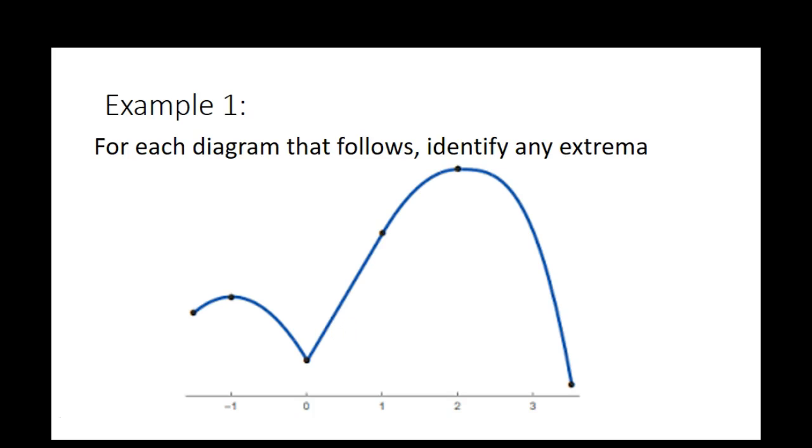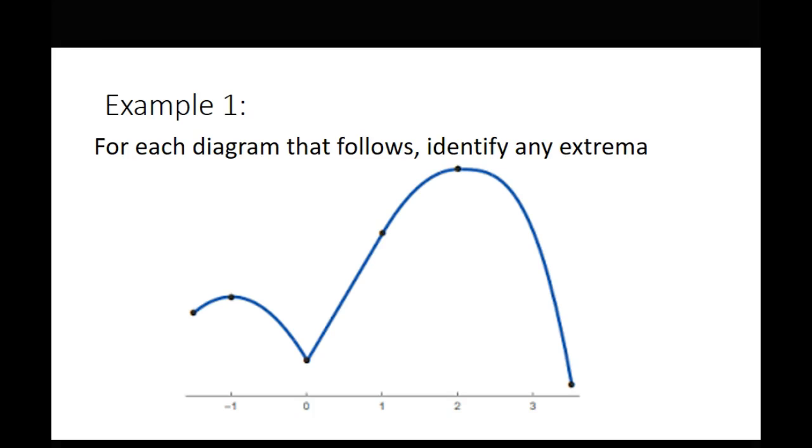For each diagram that follows, identify any extrema. So here we go. I'm going to go ahead and just include the endpoints for this. So this one would be a relative what? And then the min would be down there, and that would also be a relative minimum. Oh wait, you're going down. That's a relative max. Wouldn't that be global? Yeah, it's overall.